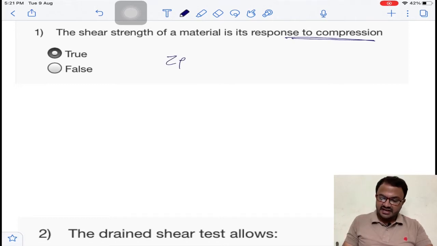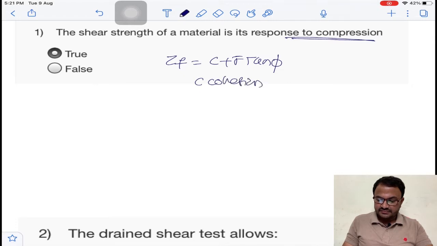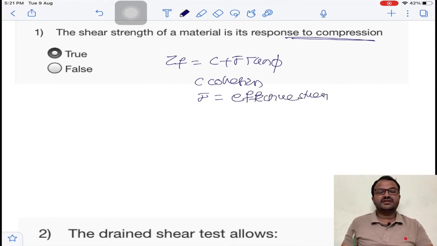We have an equation: shear strength tau f is equal to c plus sigma bar tan phi. Here, c is cohesion and sigma bar is the effective stress. Effective stress is the stress carried by the solid particles when they are made to touch together.